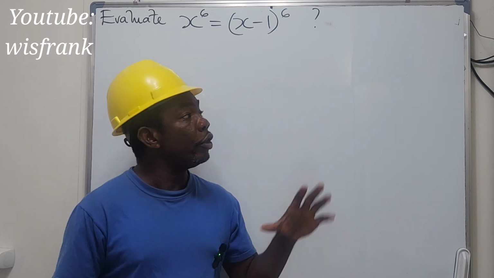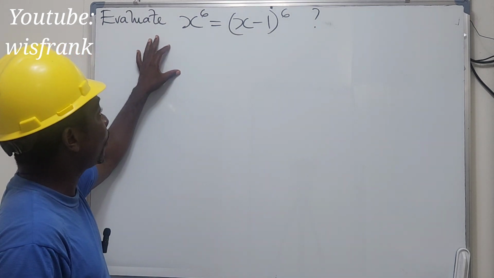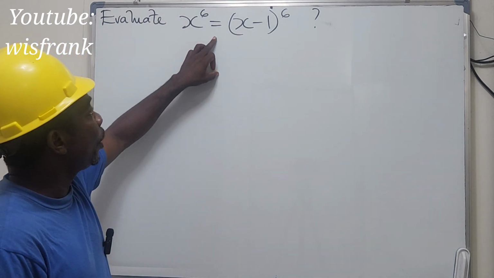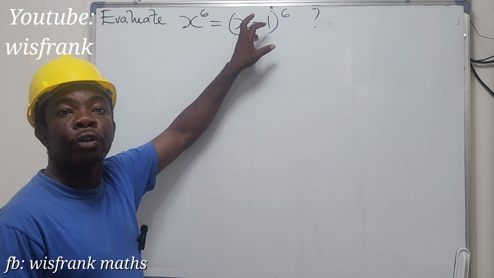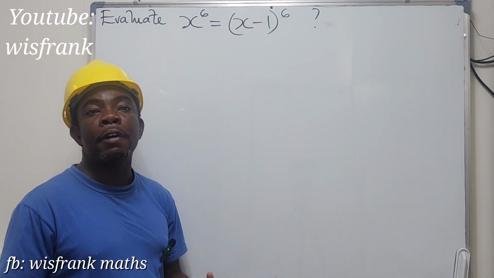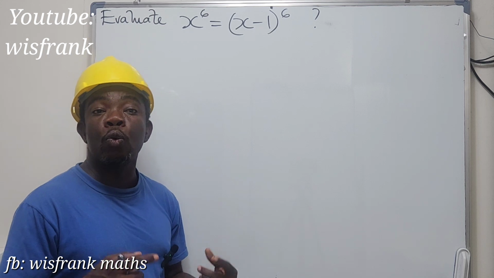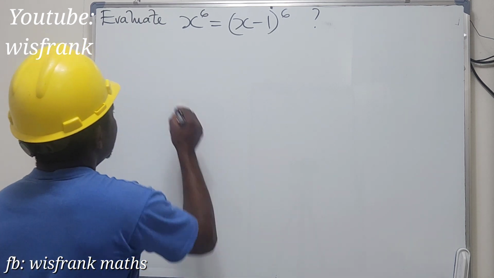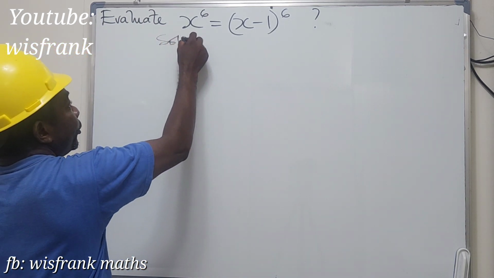Today we are looking at this question, and it says evaluate x to the power of 6 equals x minus 1 all to the power of 6. So we are going to find the value of x, and it's going to be more than one value of x. In this case, we have a solution.